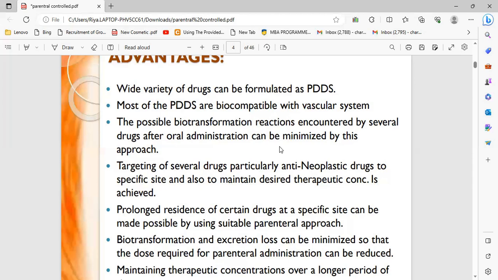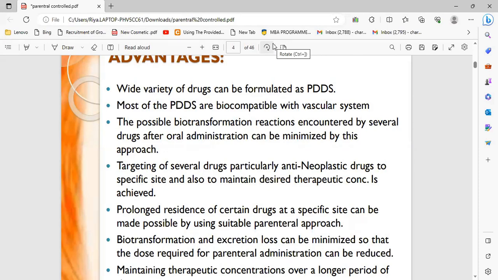But in the case of a parenteral drug delivery system, the drug is administered directly at the site of administration, and then enters the central compartment if the concentration is high. Here, the dosage form itself is administered at the site of action, and it releases the drug very slowly. Parenteral controlled drug delivery systems release the drug in a controlled manner at the site of action, and that is why the concentration of the drug is maintained for a longer time, giving longer therapeutic activity.